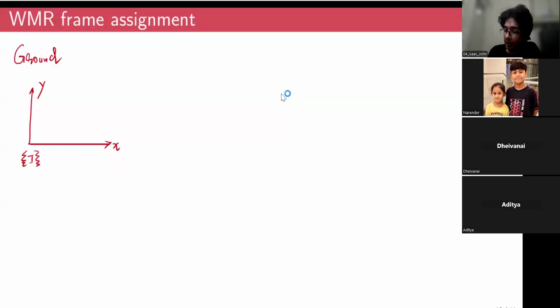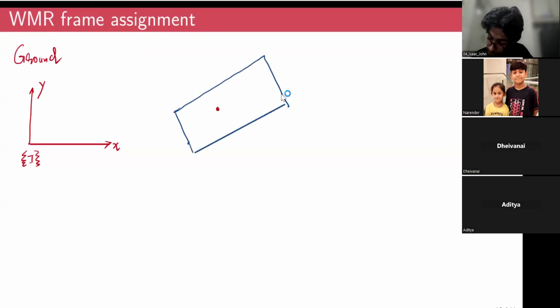where Newton's laws are valid. And somewhere within this ground, I have a mobile robot. I'll draw it in a random orientation like this, right? And I would fix the coordinate frame on the mobile robot, like so. I'll call this frame X, with a suffix B because this is fixed on the body of the mobile robot, YB. And I'll call this frame the body fixed frame.